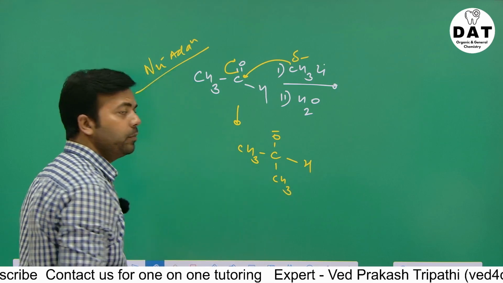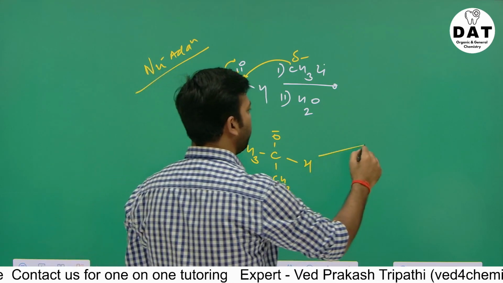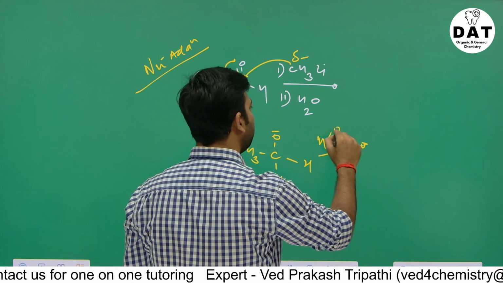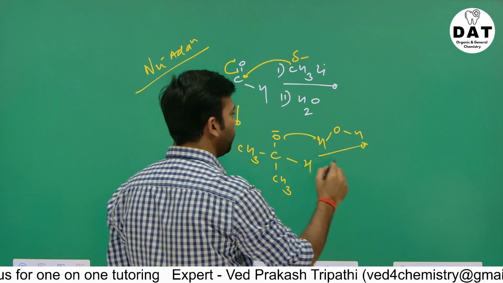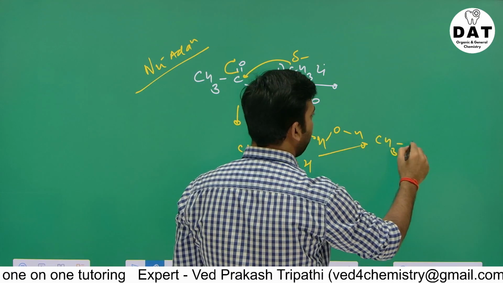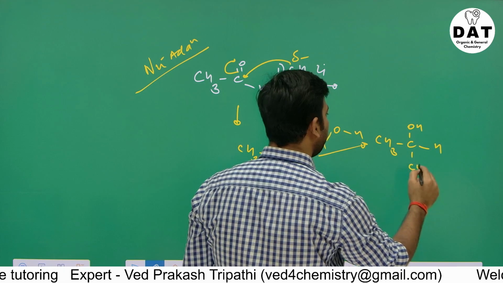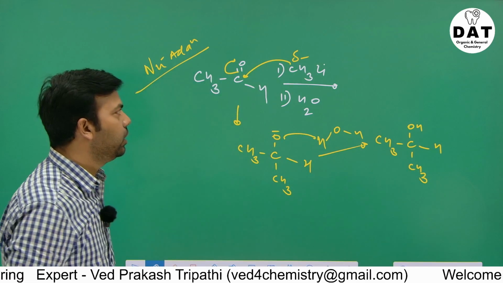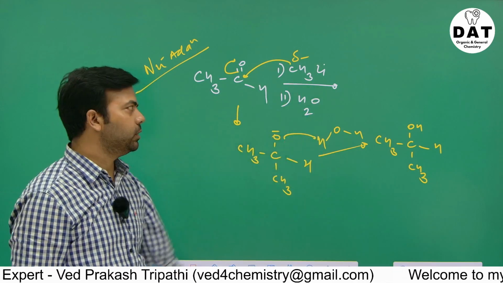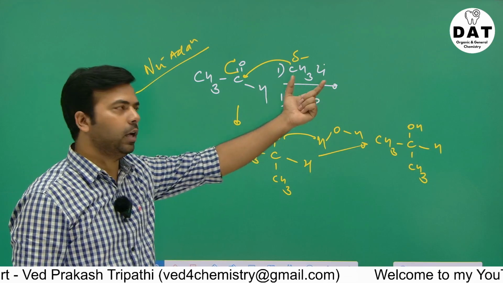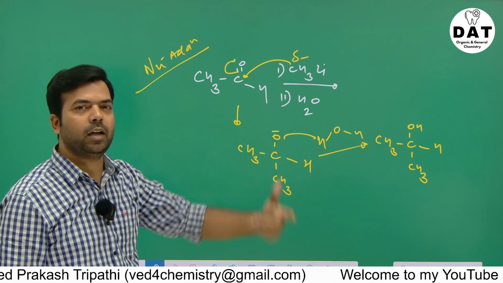And the next step is workup. We can use water, it can donate the proton. So O minus grabs this proton and we have this alcohol, okay? This is a secondary alcohol. This is called organolithium, makes sense? Organometallic compound, and this is just like a Grignard type reaction, okay?